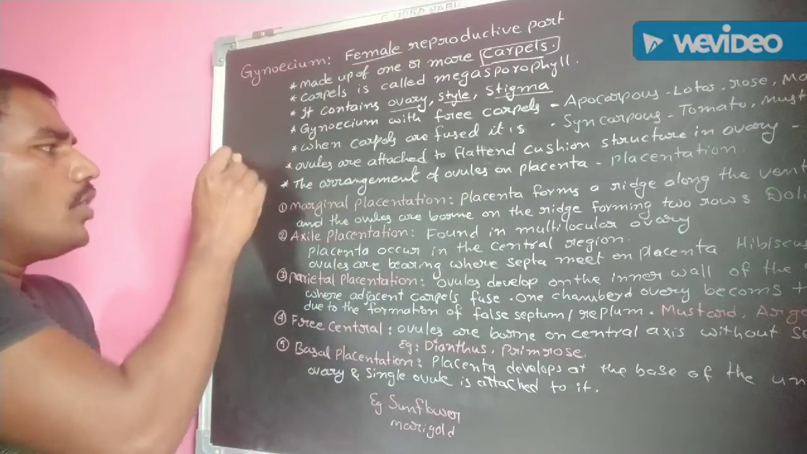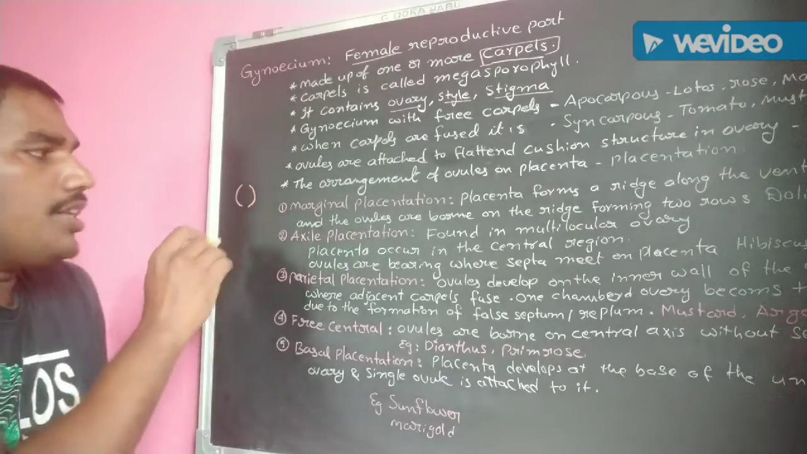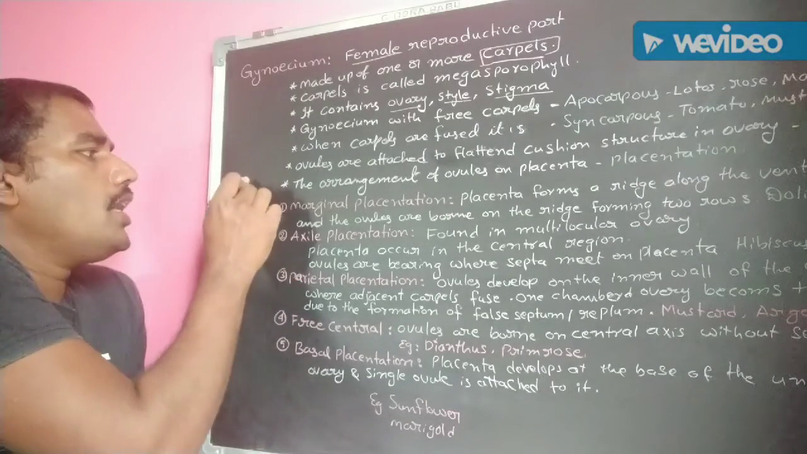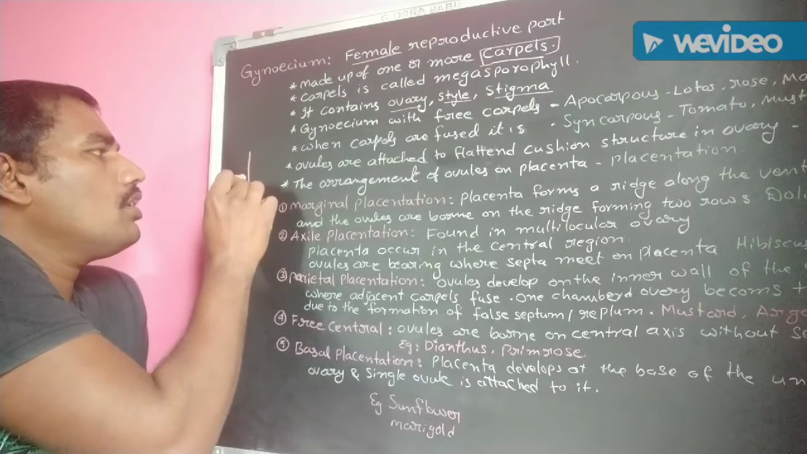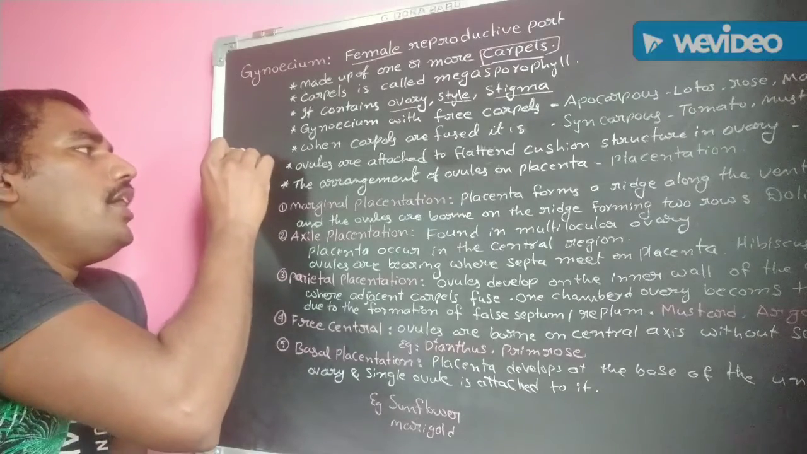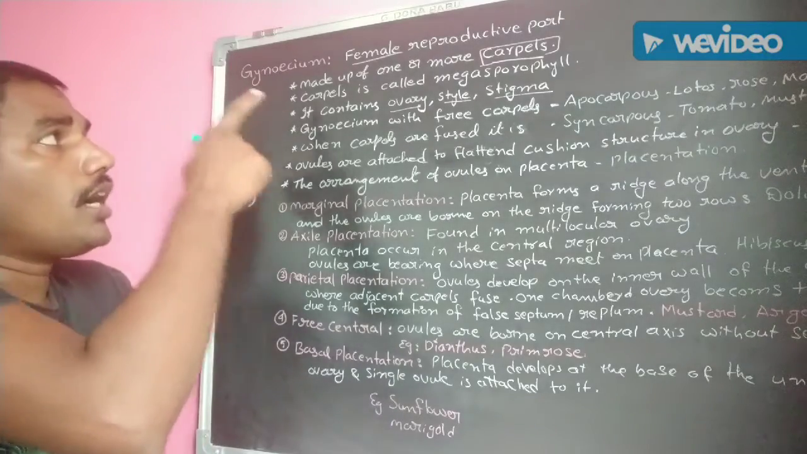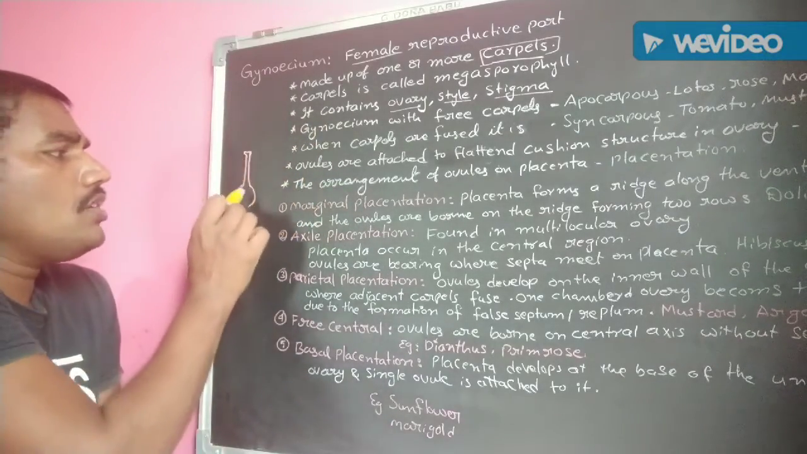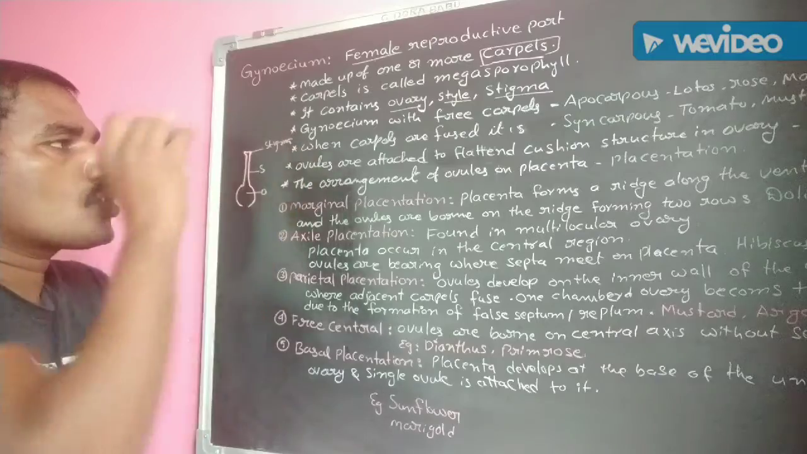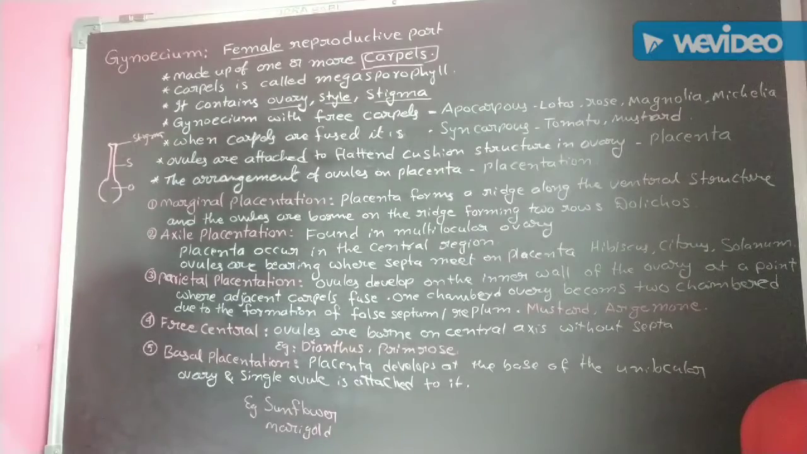This one is the ovary. It is the basal part of the gynoecium, and it contains a number of ovules on the placenta. Next, a long stalk-like structure is present above the ovary. It is called the style, and the tip of the style is known as the stigma. In this way, the carpel consists of ovary, style and stigma.